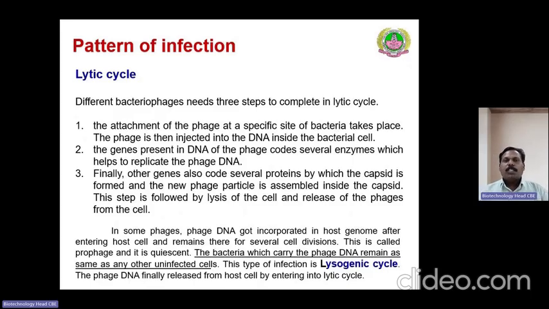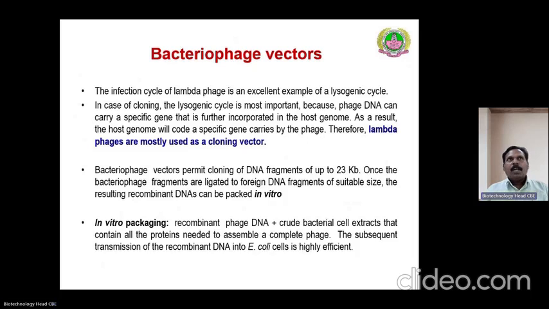So although it is a lysogenic strain which remains latent without causing any disturbance to the host cell during the multiplication cycle, they finally undergo a change from the lysogenic to the lytic cycle and get released from the infected cell to cause infection to the other healthy bacterial cells. So the infection cycle of lambda phage is an excellent example of a lysogenic cycle.